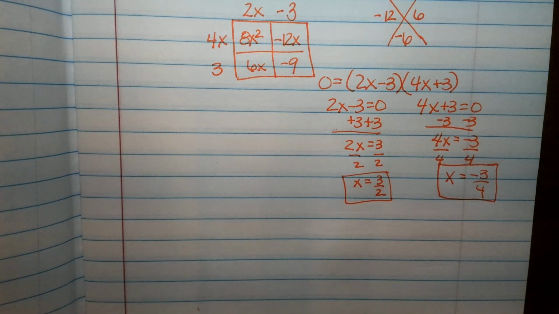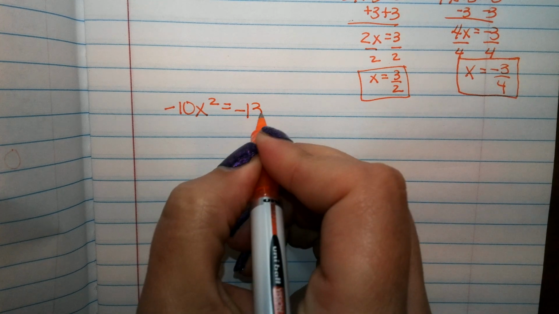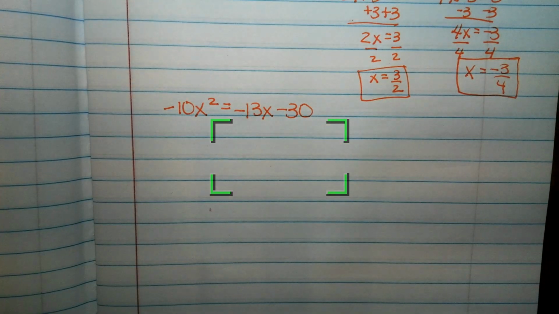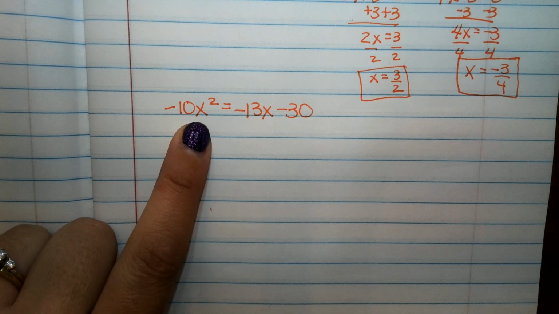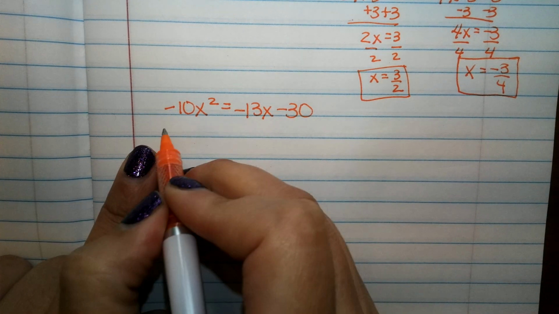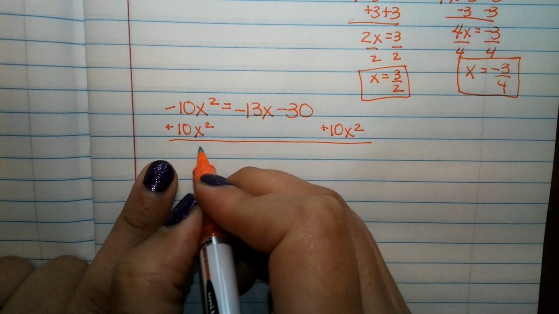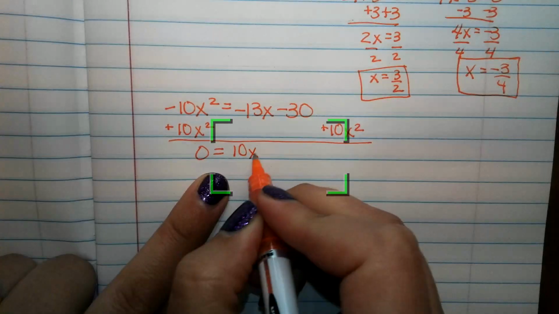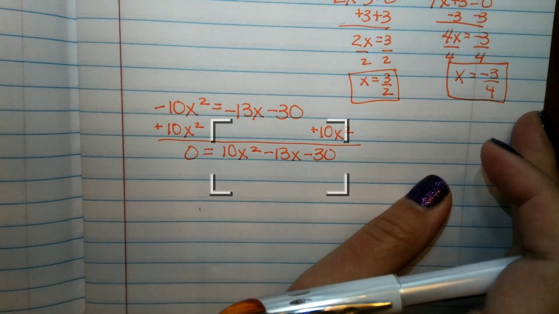I've got one more for us. Let's try -10x squared equals -13x minus 30. Now, remember I said they had to be set equal to 0. Neither side is 0, so we need to start moving things. Now, my suggestion, remember how I said we didn't want to have a negative in front of the x squared value? Since we have that, let's move it to the other side, because once I move it to the other side, it's no longer a negative. So there's nothing left. My x squared should go first. So 10x squared minus 13x minus 30.